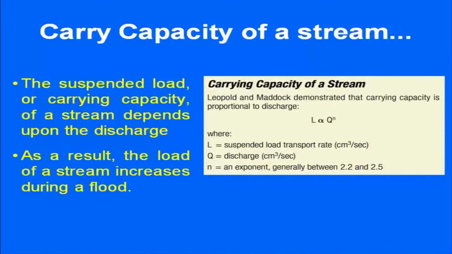Anyways, coming back to this part, what we have here is the carrying capacity of the stream. We have Q as the discharge, in cubic centimeter per second, and n is an exponent which generally ranges between 2.2 and 2.5. L is the suspended load, again in cubic centimeter per second, that is the suspended load transport rate. So, the carrying capacity, or the suspended load transport rate, is proportional to discharge. This is an equation demonstrated by Leopold and Maddock.